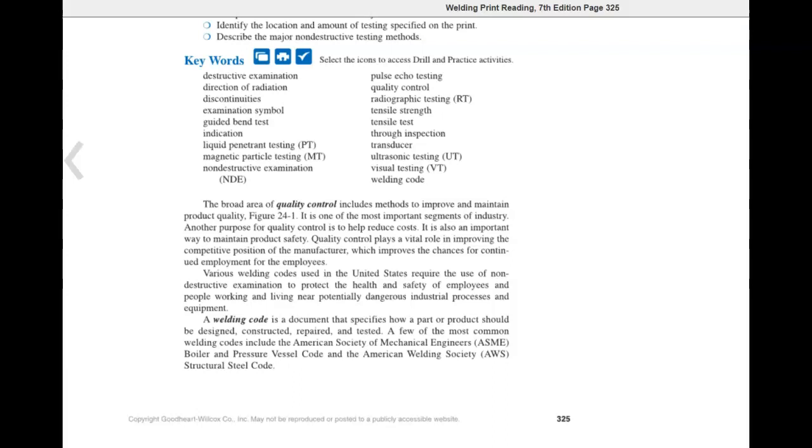A welding code is a document that specifies how a part or product should be designed, constructed, repaired, and tested. A few of the most common welding codes include the American Society of Mechanical Engineers, ASME, Boiler and Pressure Vessel Code, and the American Welding Society Structural Steel Code.